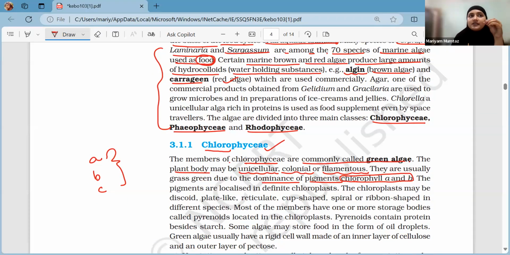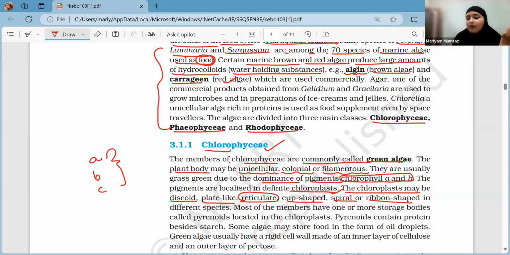We know that chlorophyll is present inside the chloroplast, isn't it? And chloroplast is a type of plastid. So the chlorophyll pigments are localized in definite chloroplasts. So they have a structure wherein the pigment will be located. Now the chloroplast may be discoid, which is disc-like. Now we are talking about the shape of the chloroplast. So it can be disc-like, which is discoid. It can be flat, plate-like. It can have a network-like structure, and that is reticulate. Then it can be cup-shaped also, spiral, ribbon-shaped, and it varies from species to species.